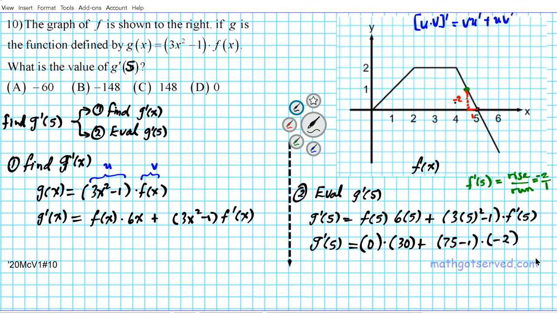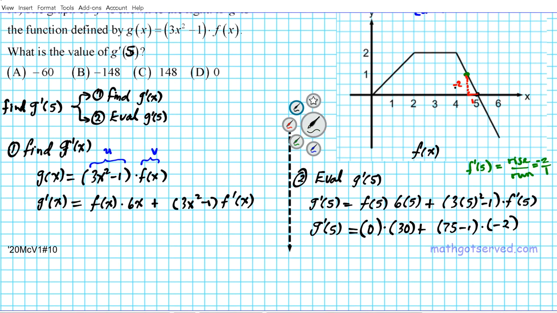So all that's left is just arithmetic. We're just going to PEMDAS this equation and get the final answer. So simplifying, we have g prime of 5 equals 0 plus 74 times -2. And when you multiply 74 by -2, you get -148 as the value of g prime of 5. Ladies and gentlemen, the answer to question number 10 is option letter B.